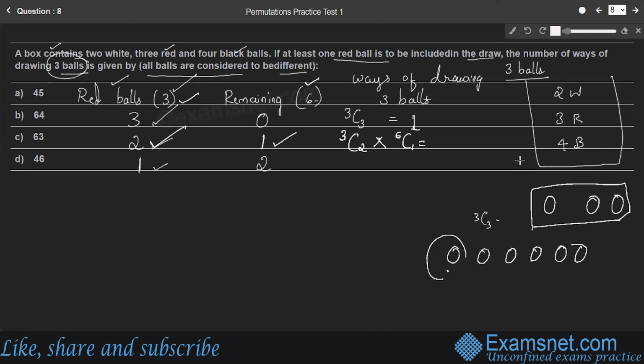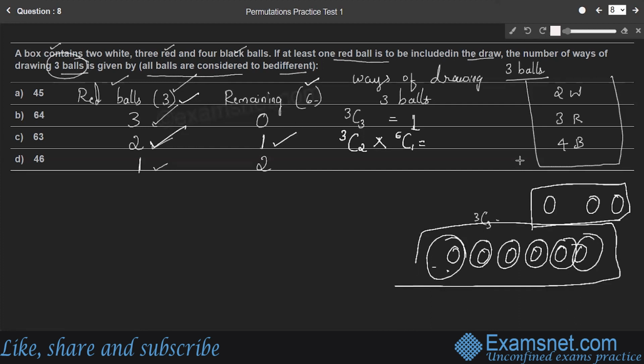Either you can choose the first one, or second one, or third one, or fourth one, or fifth one, or sixth one. That means there are six ways to draw a single ball out of six balls. Therefore, 6C1 is nothing but 6 itself, whereas 3C2, what is the value of 3C2? It is factorial 3 divided by factorial 2 into (3 minus 2) factorial, which is equal to 3. So 3 into 6C1, which is 6. Therefore, there are 18 ways to draw 3 balls, such that 2 balls are red and 1 ball is the remaining ball. It may be white or black.